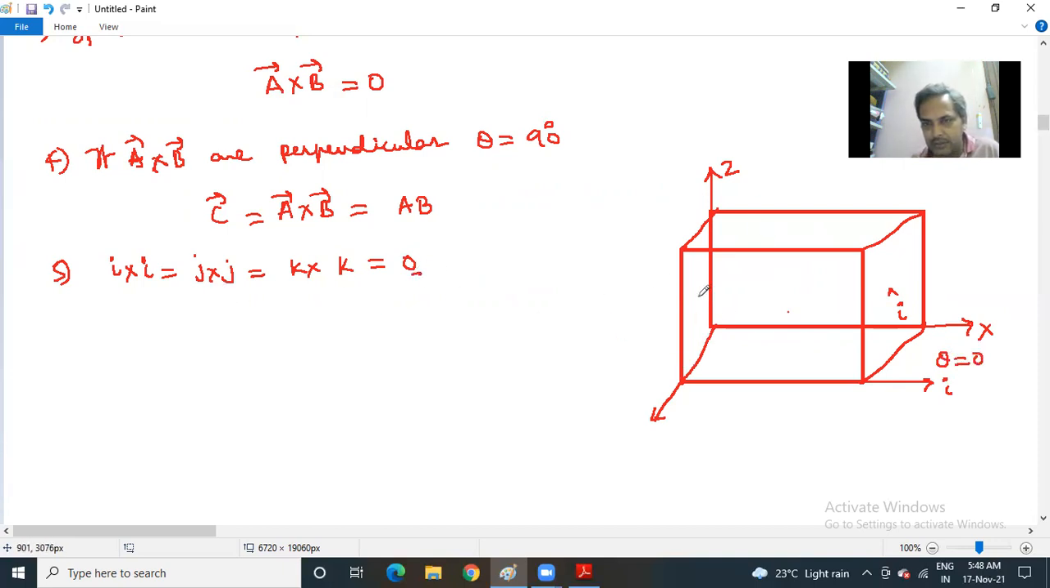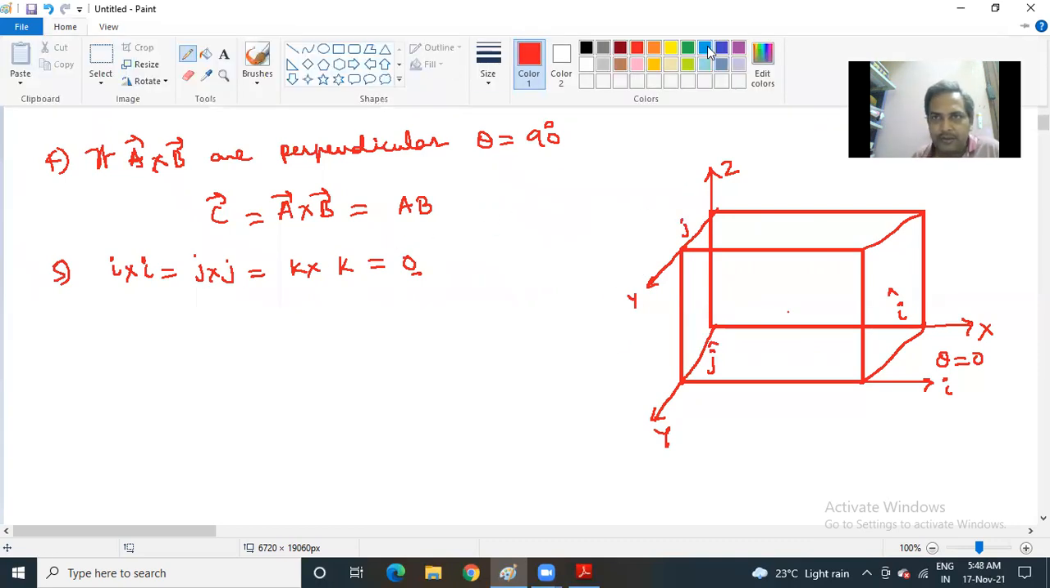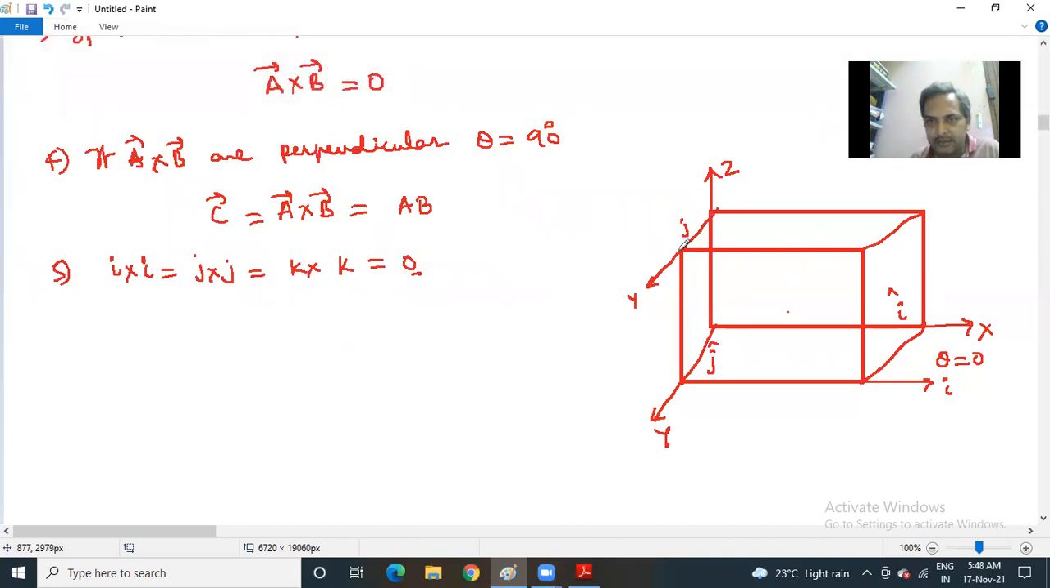Similarly J cross J. So how do I assume J cross J? This is Y axis, corresponding unit vector is J. This is also Y axis, corresponding unit vector is J. So therefore these are parallel, it will be 0. And K and K. So how do you imagine K and K? This is Z axis, one Z axis. This is other Z axis. So therefore K here, again parallel. So K cross K is also 0.